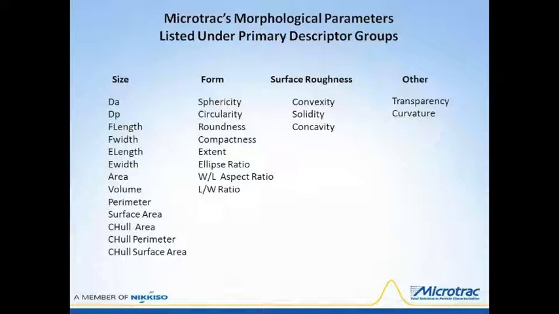Form factors include a number of different parameters that indicate how closely the particle is to being a perfect sphere, or various aspect ratios or elongations of the particle. Surface roughness parameters are just that. 3 different parameters can indicate the roughness factor of the particle surface. Other specialty parameters report the overall light intensity coming through the particle and the curvature of the particle as a gradient of light intensity.